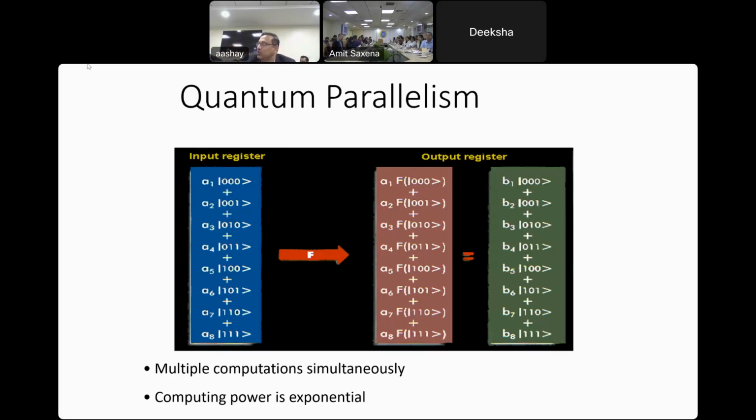Then I pass it to a quantum function, which is a black box, right? And then this black box changes the register. Though I have written input and output register, it is not the physical input and output.